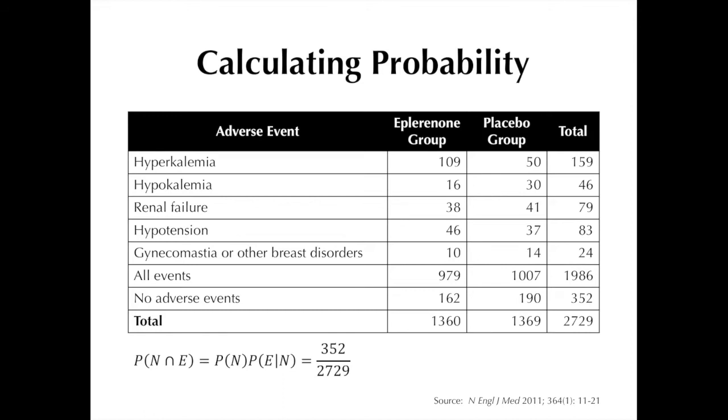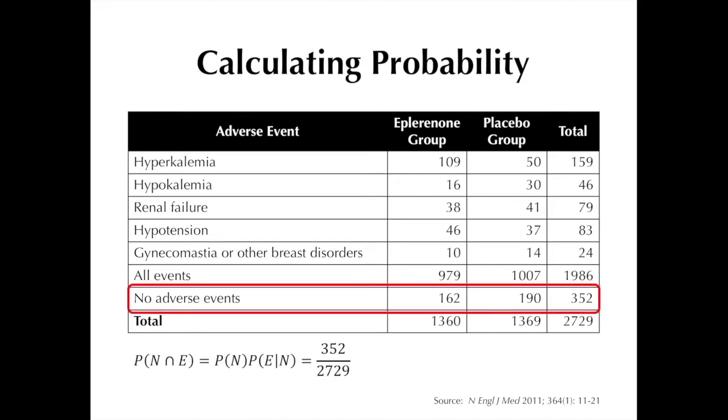With regards to the conditional probability term, we've restricted ourselves to the total number of patients who did not experience any adverse events. This then makes the denominator 352. Since we are interested only in that portion of patients without adverse events who were included in the eplerenone group, our numerator would then be 162. Now, making the appropriate cancellations, we eventually end up with the same probability, which is 0.0594.